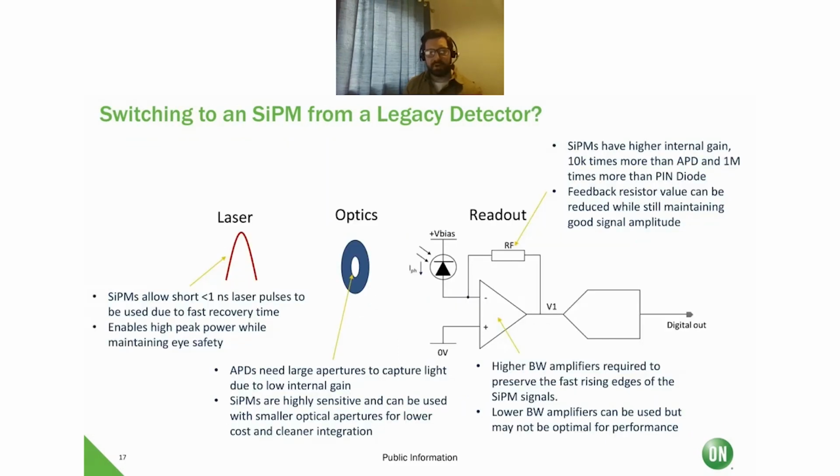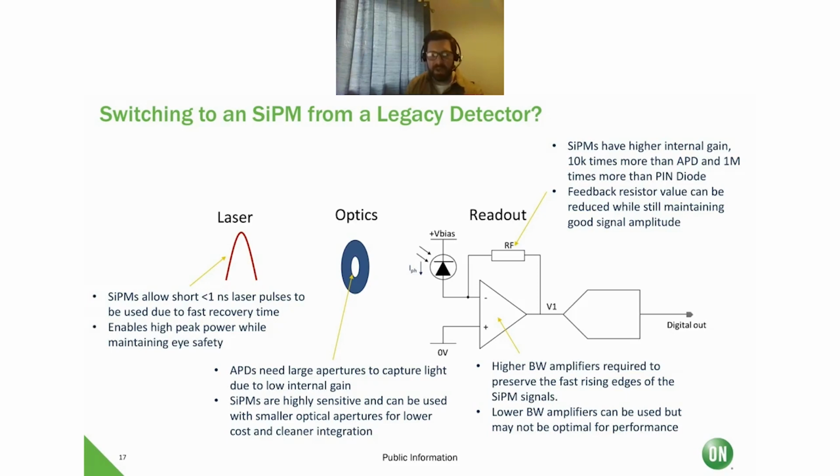If you were switching to an SiPM from another legacy detector, such as an APD, there are some system-level optimizations that you should be aware of. SiPMs are highly sensitive and have fast recovery times. Thanks to this, they can be used with very short sub-nanosecond laser pulses. This enables high peak power pulses to be used while maintaining eye safety. APDs generally need large apertures to capture the light due to their low internal gain. SiPMs are much more sensitive and can be used with smaller optical apertures for lower cost and cleaner integration into a system.